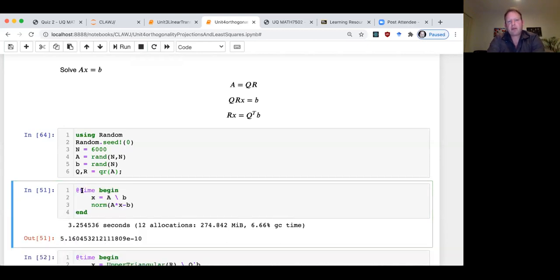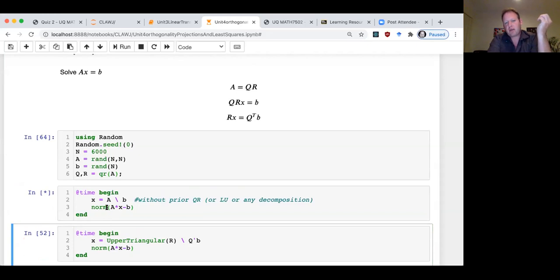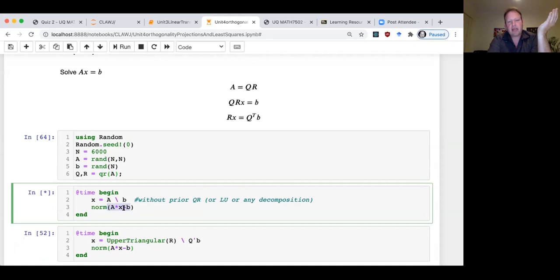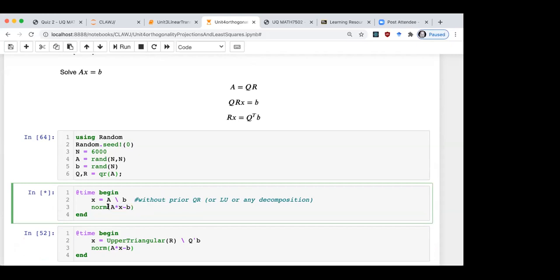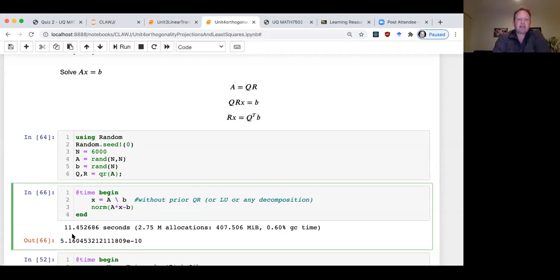Okay, but now look. What I'm going to do is time the operation of A backslash B. So this is without prior QR or LU or any decomposition. And what I'm going to do here is the norm of AX minus B. We want that norm to be almost 0, because AX should equal B. So we'll time how long this takes. And this took 11 seconds, and you see the norm is 0. So X is indeed the solution to AX equals B.